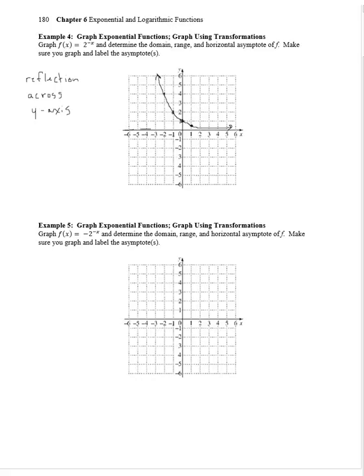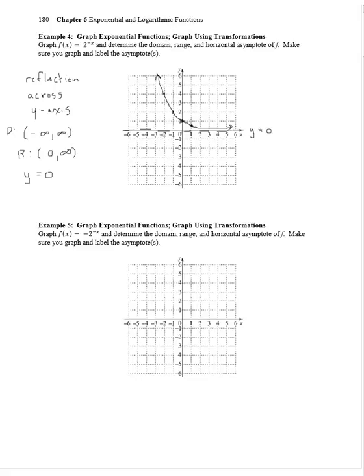You can see we still have a horizontal asymptote at y equals 0. So our domain is still -infinity to infinity. The range is 0 to infinity. And the horizontal asymptote is at y equals 0.